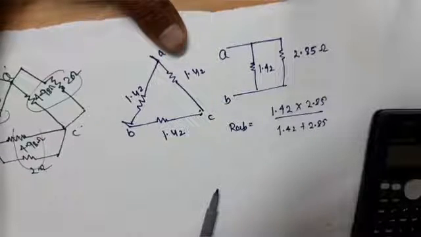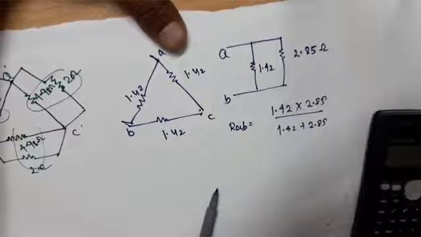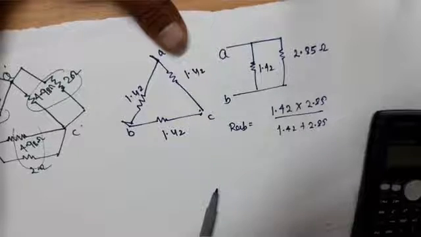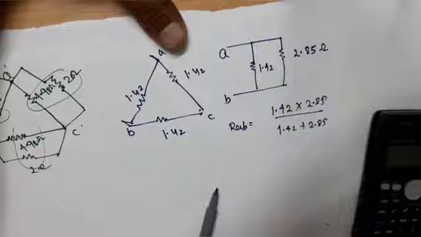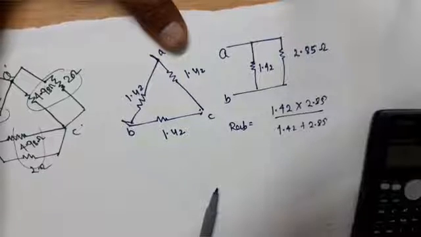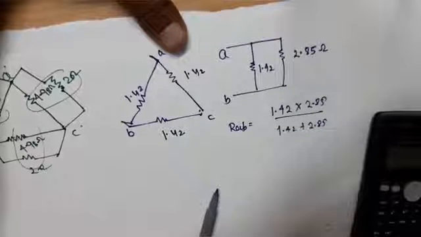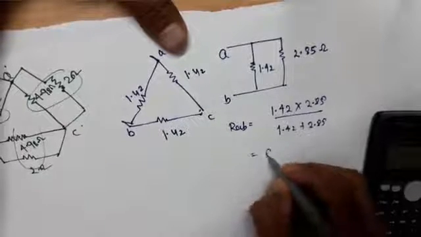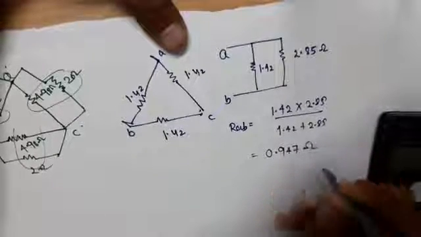Let's find 1.42 into 2.85. The answer is 0.947 ohm, and this is our final answer.